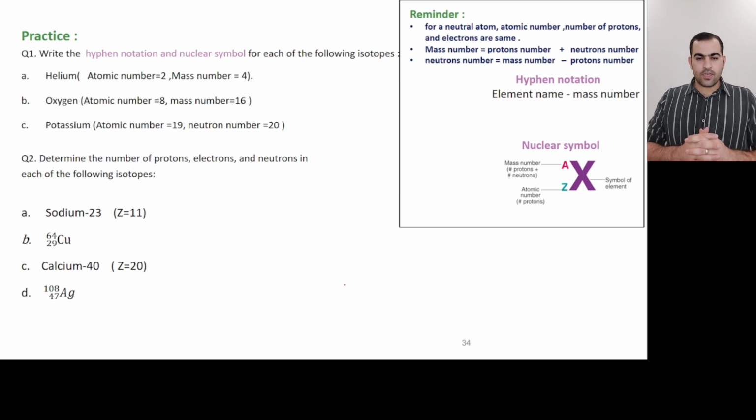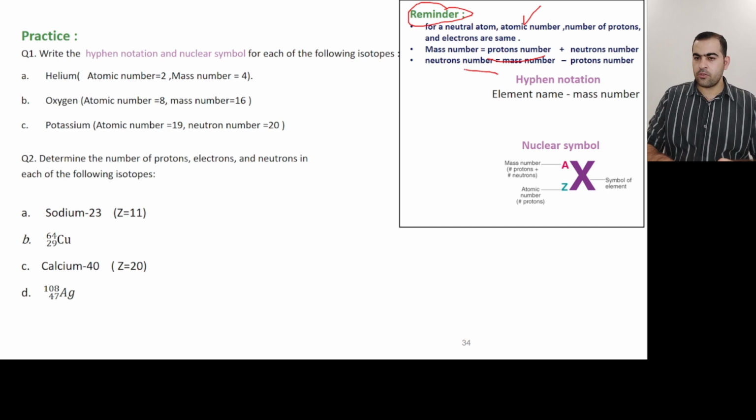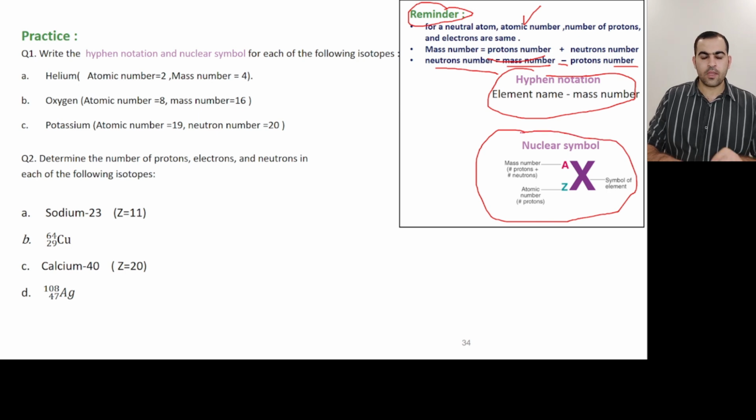In the exam, I'm going to ask these kinds of questions. Practice: write hyphen notation and nuclear symbol for each of the following isotopes. Reminder, this is what you need to answer these questions. Protons, electrons, atomic number are the same. Mass number equals protons number plus neutrons number. Neutrons number equals mass number minus protons number. These are the ways we write hyphen notation and nuclear symbol. Let's do it.